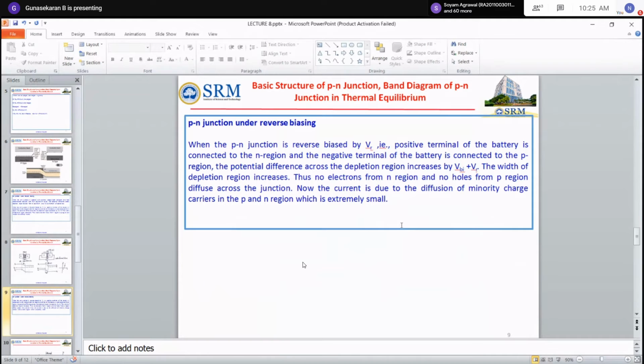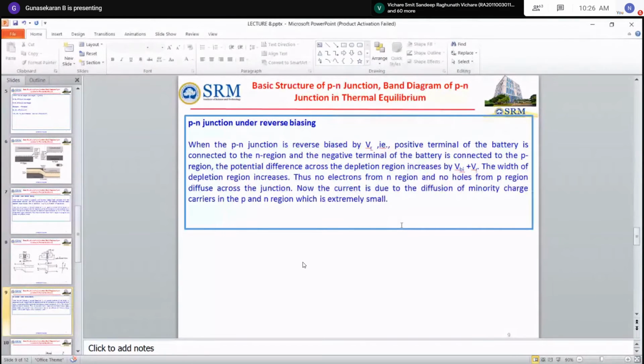When the same PN junction is connected to reverse bias, the P is connected to negative and the N is connected to positive. That's all, very simple. The P region is connected to negative and the N region is connected to positive. The potential across the depletion region is now VBI plus VF. Last time it was VBI minus VF, the difference, but this time it is added, so the width of the region goes on increasing.